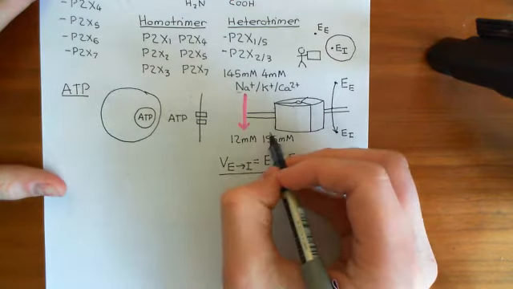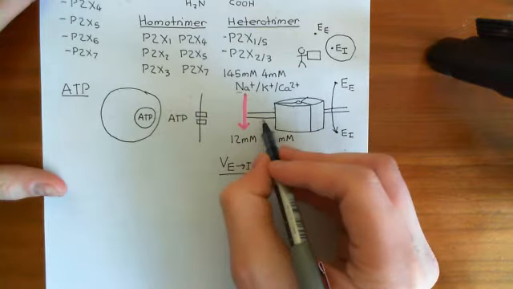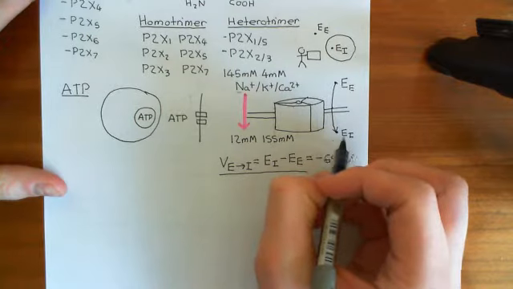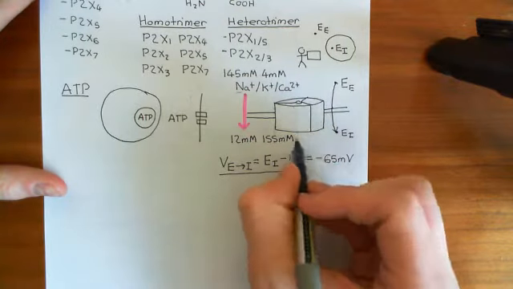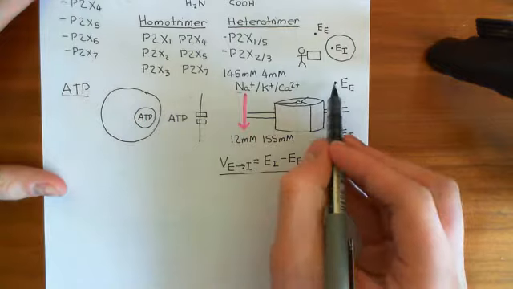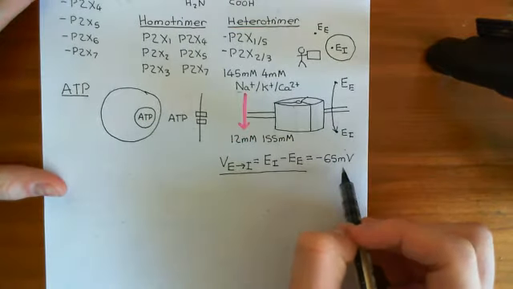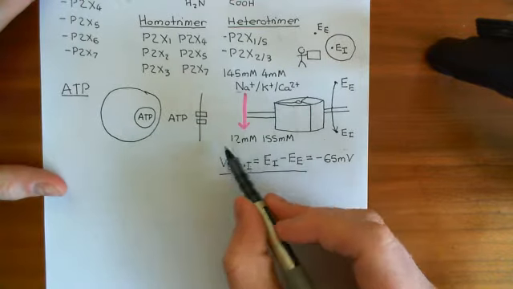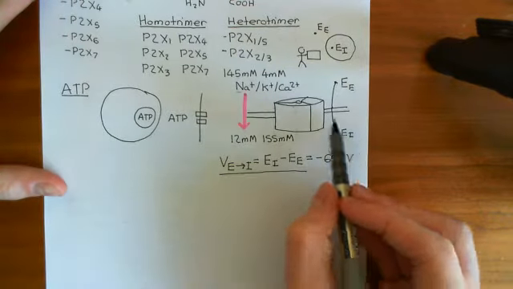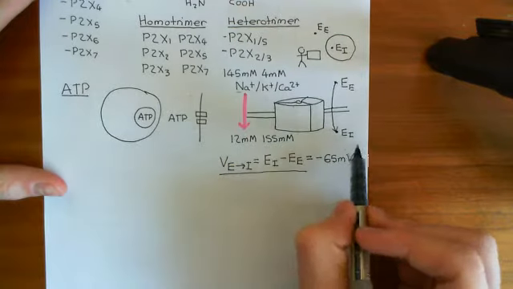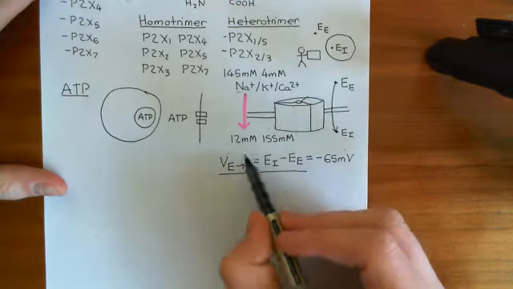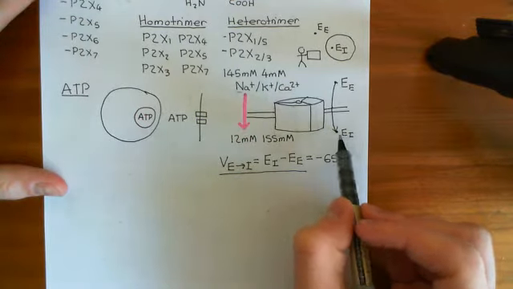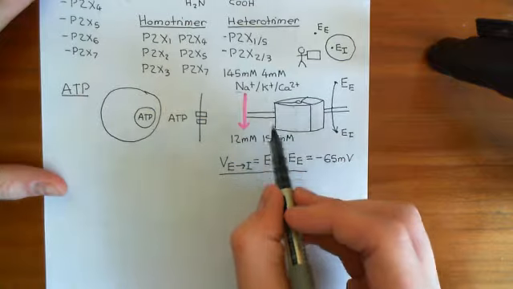Okay, so the concentration gradient says move out, but the electrical gradient says the intracellular compartment has a lower electrical potential than the extracellular compartment by 65 millivolts. Potassium is positively charged. It wants to be in the compartment which has a lower electrical potential, which is currently the intracellular compartment. So the electrical gradient says to the potassium ions move in.